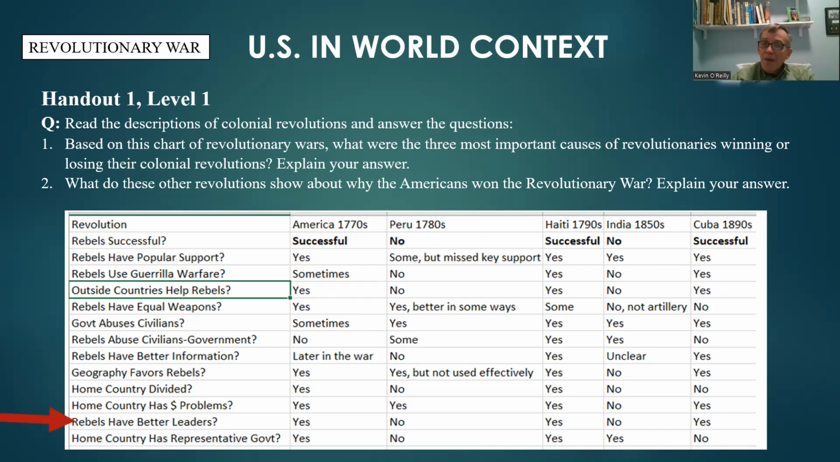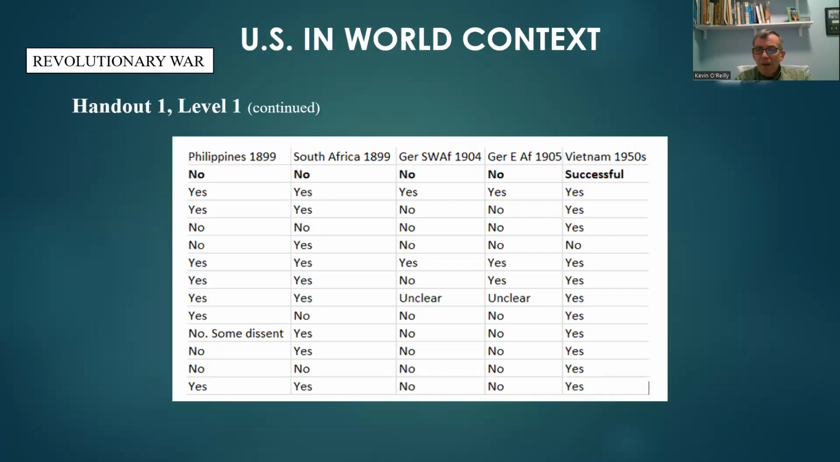So it looks like that kind of strengthens that argument. If you then look at the one at the bottom, home country has representative government. When they have representative government, are rebels more likely to be successful because the home country is divided? They have people criticizing within the home country. But here, if you look at India, go down to the bottom, they were not successful, but Britain did have a representative government. So maybe that one isn't as important as you might otherwise think.